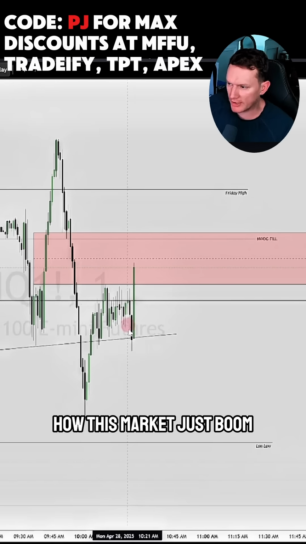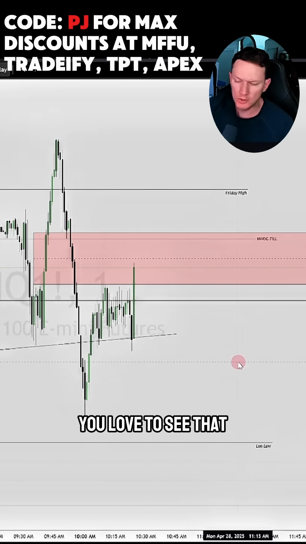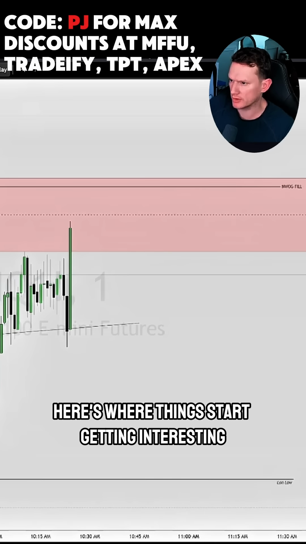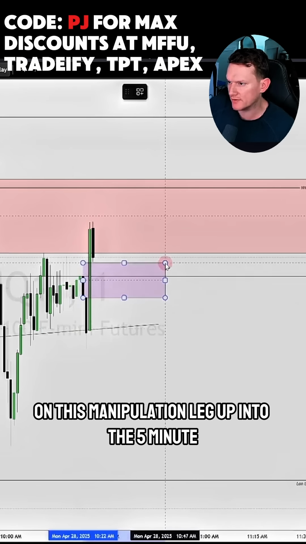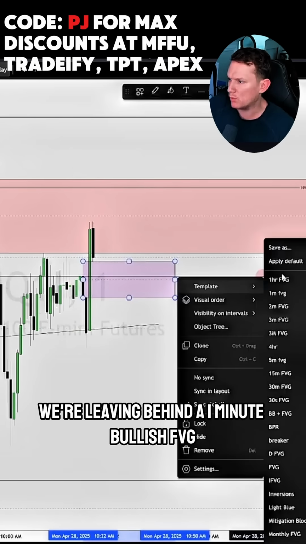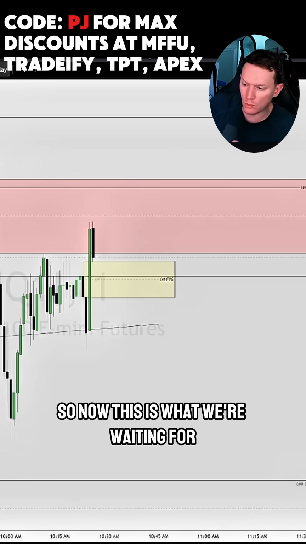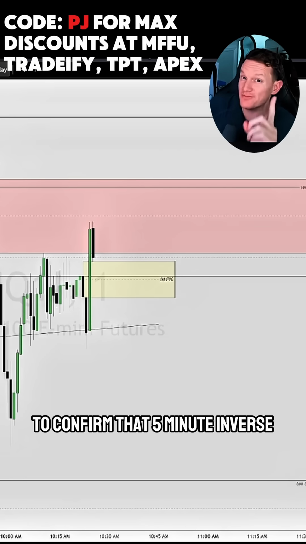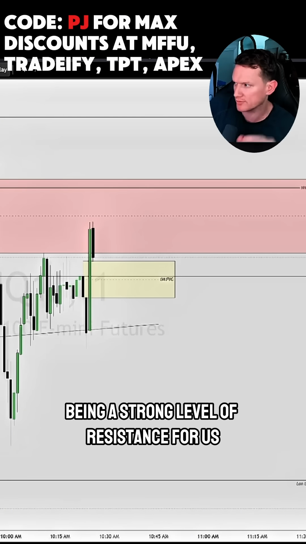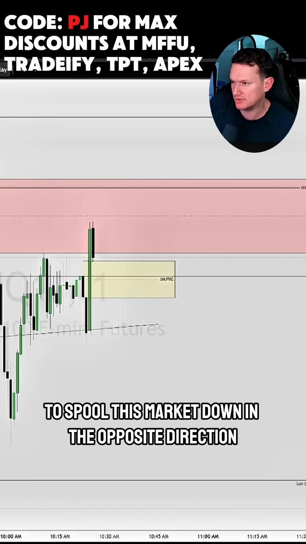Okay. Now look how this market just boom, manipulates into that gap. You love to see that. Here's where things start getting interesting. On this manipulation leg up into the 5-minute, we're leaving behind a 1-minute bullish FVG. So now what we're waiting for here is a 1-minute inverse to confirm that 5-minute inverse being a strong level of resistance for us to spool this market down in the opposite direction.